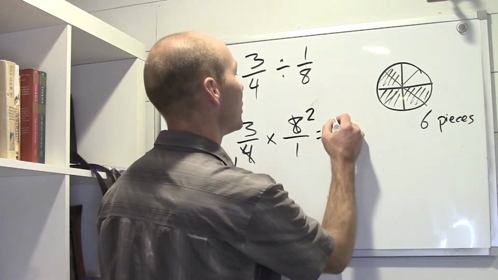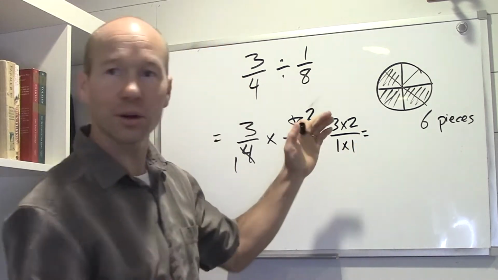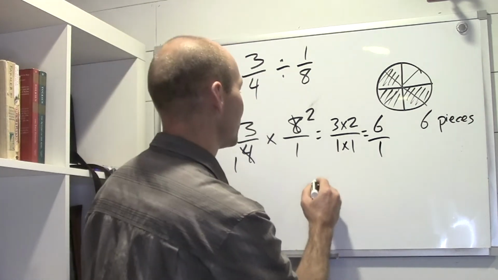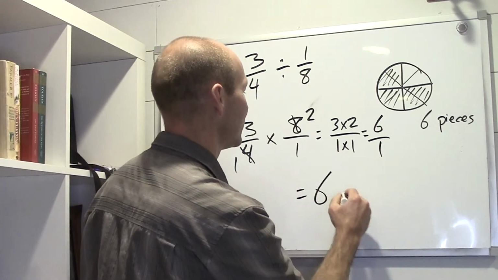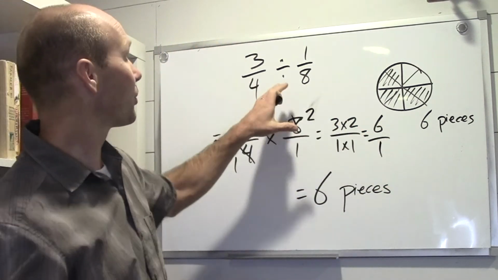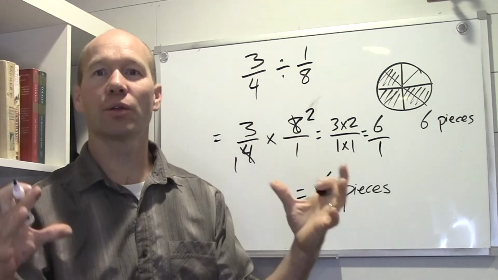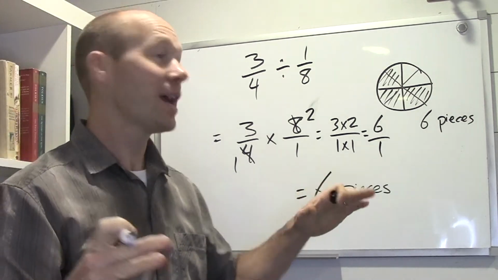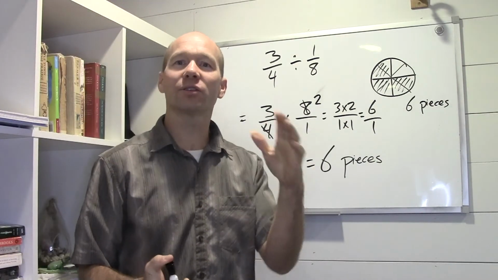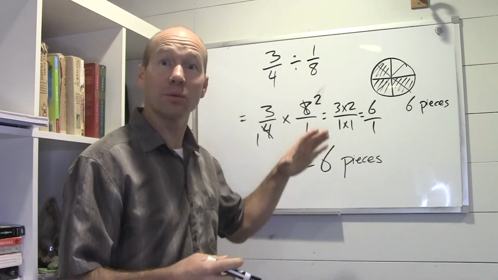I get 3 times 2 over 1 times 1. And what is 3 times 2? That is 6. 1 times 1 is 1. So I get 6/1 equals 6 pieces. 3/4 divided by 1/8 equals 6. Now you're going to get the chance to go through your presentation, take it apart piece by piece, and divide fractions by fractions. And then you need to write a story to describe something where you would divide a fraction by a fraction. Maybe you can use pie.